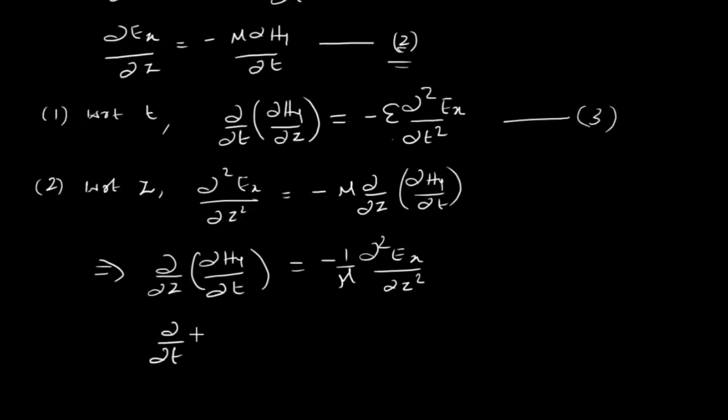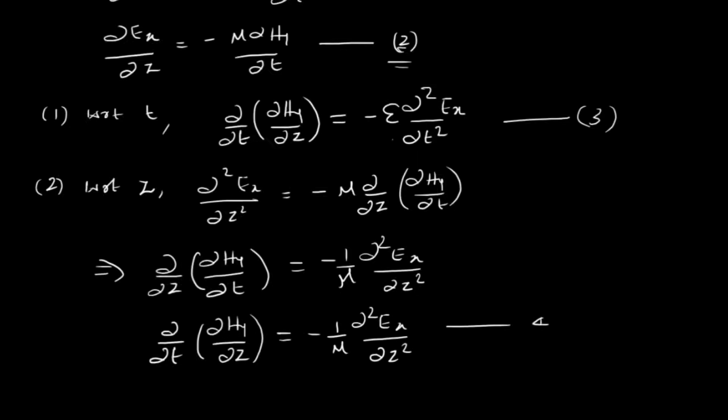So ∂/∂t of ∂Hy/∂z, mathematically it is not going to affect me, so I can do that. So this gives me minus 1/μ ∂²Ex/∂z². I will keep this as equation number 4 for present reference. Now see, can you compare equation number 3 and 4? To get a relation between equation number 1 and 2, I did some mathematical manipulation and got two new equations, equation number 3 and equation number 4.